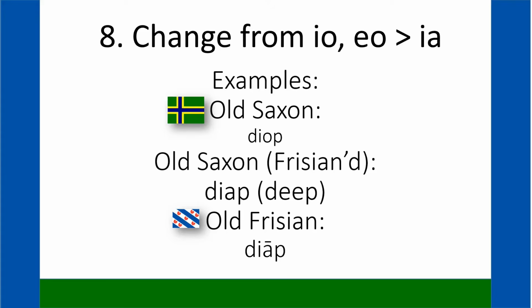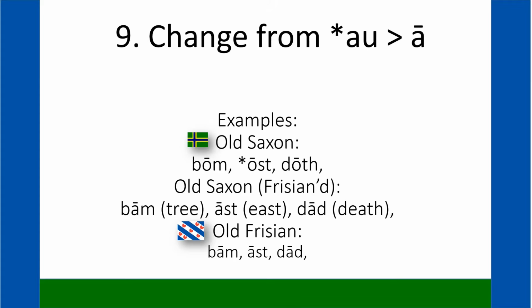The eighth change due to Frisian influence we have is the IO or EO diphthong turning into IA in Frisianized Old Saxon. So we have here in Old Saxon diop, and then in Frisianized Saxon diap, and in Old Frisian proper diap. In the ninth change, we have something very interesting.